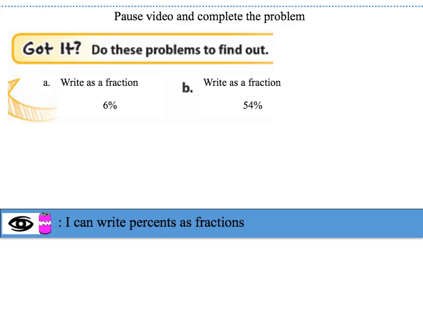So pause the video and complete the got it problems, and we'll discuss the answers in class tomorrow. Notice I have 2 got it problems on this page. I've got it problem A and B. And please be sure you show me what they look like using a diagram. It could either be the 100 grid diagram or it could be the tape diagram. But please show me at least one of them.